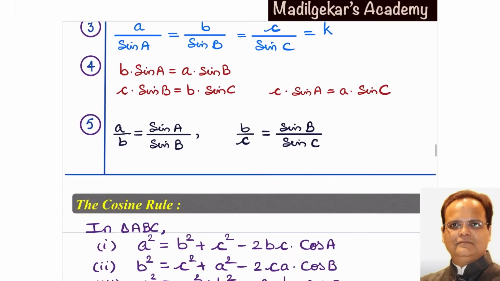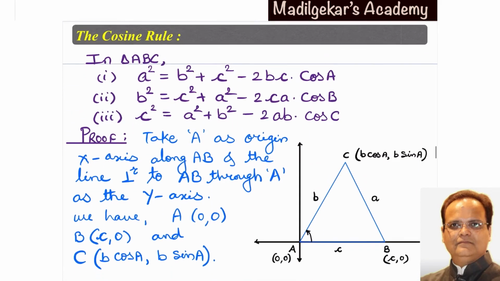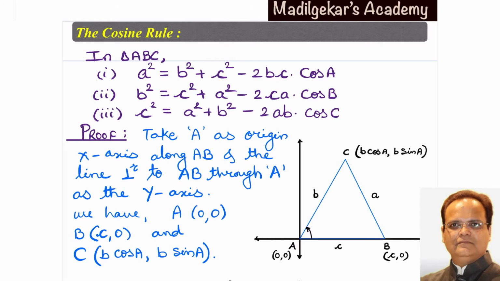Next, let us see the cosine rule. In triangle ABC, prove that a square equals b square plus c square minus 2bc cos A. The proof is simple. Let's consider a triangle ABC with A at the origin, and let's take side AB along the x-axis.